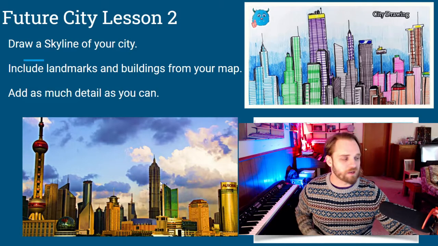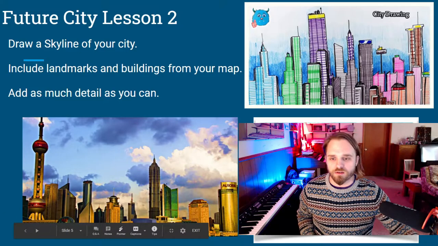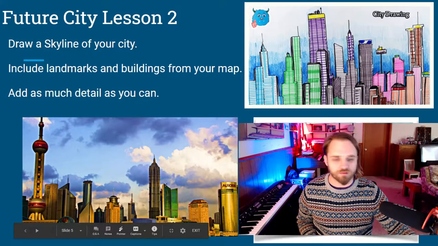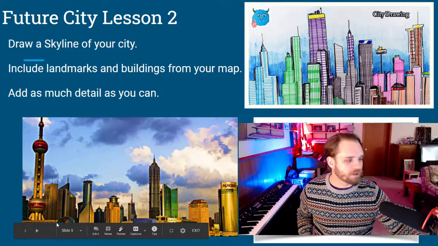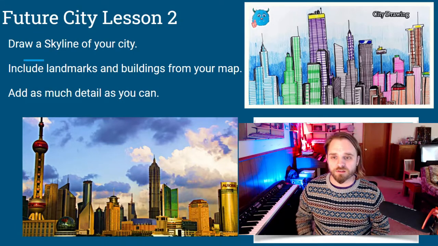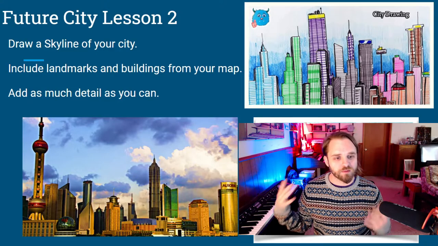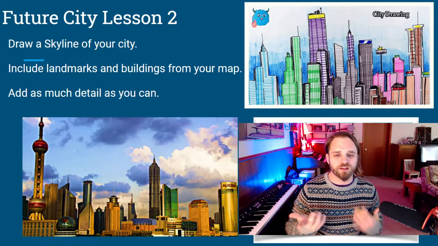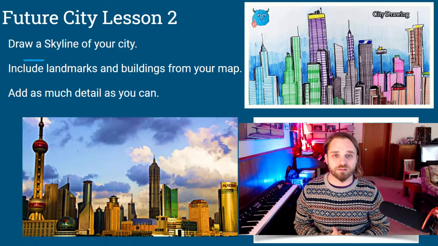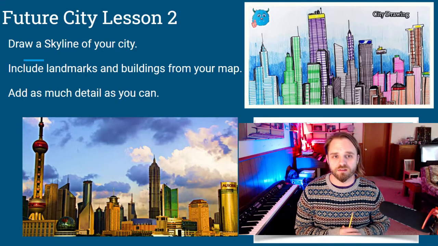You can show some landmarks in there, like this one. You can see there's a little globe landmark on the front. Whenever I move my cursor, it covers it up. But here there's like a little globe thing. That's probably one of the city's landmarks. You're going to want to show off as much of your city and the flavor of your city, the style of your city, as much as you can with this skyline.